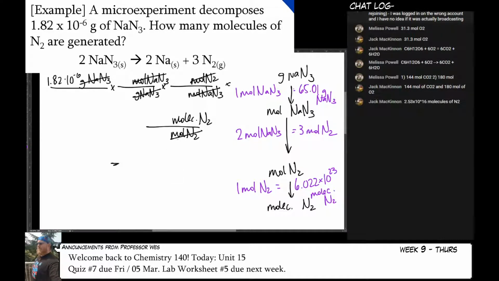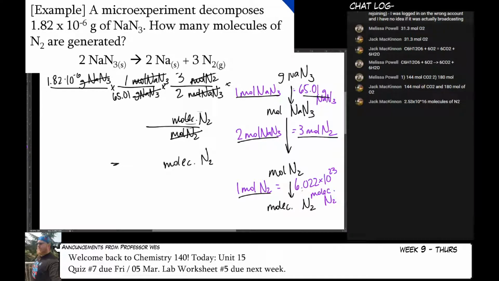And so that's going to give us just molecules of N2, because that's all that's left over for our units, right? Okay, cool. Let's do the numbers. So I got 1 mole NaN3, 65.01 grams. 2 moles NaN3, 3 moles N2.